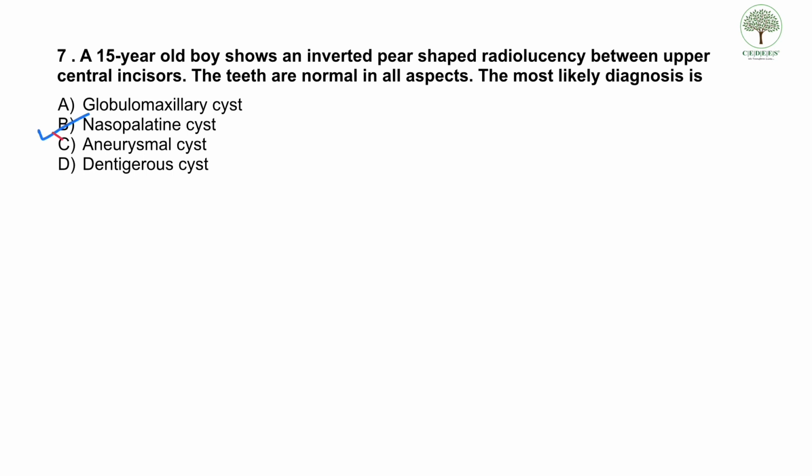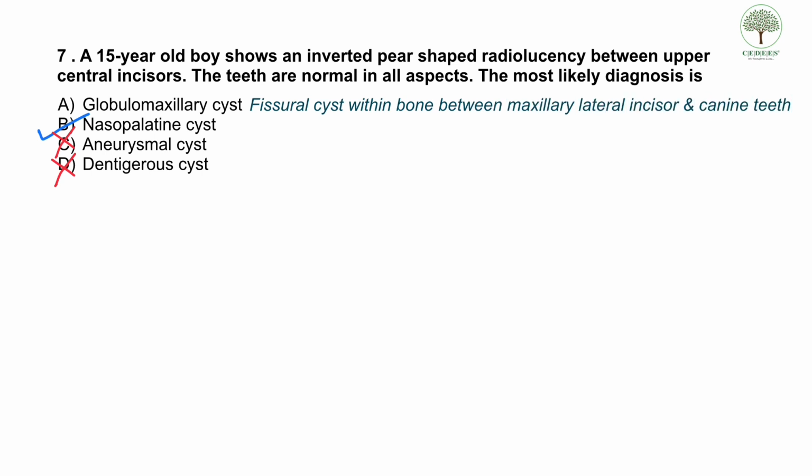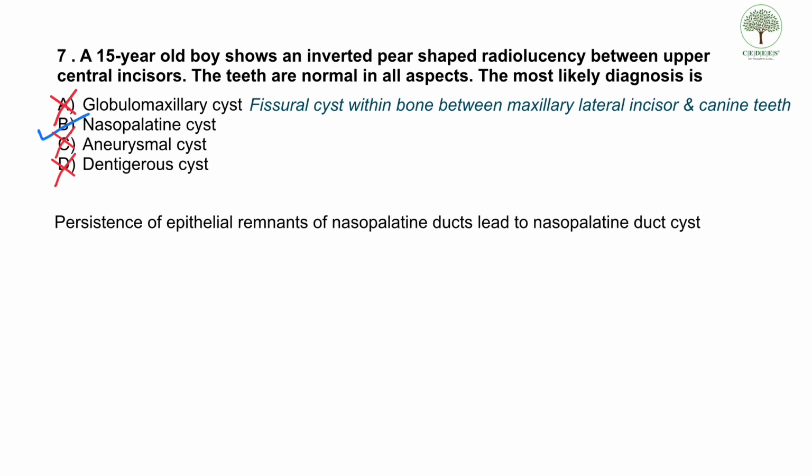So, we'll obviously immediately rule out aneurysmal and dentigerous because of the site. Now, globulomaxillary cyst is a fissural cyst within the bone between your maxillary lateral incisor and canine teeth. So there's a pear-shaped radiolucency between the roots of lateral and canine. Now, nasopalatine cyst occurs with a radiolucency in the midline of anterior maxilla. It's again a developmental cyst, and it occurs due to presence of epithelial remnants of nasopalatine ducts. So the other name for this is nasopalatine duct cyst, and because it's so close to incisive foramen, it's also known as incisive canal cyst.